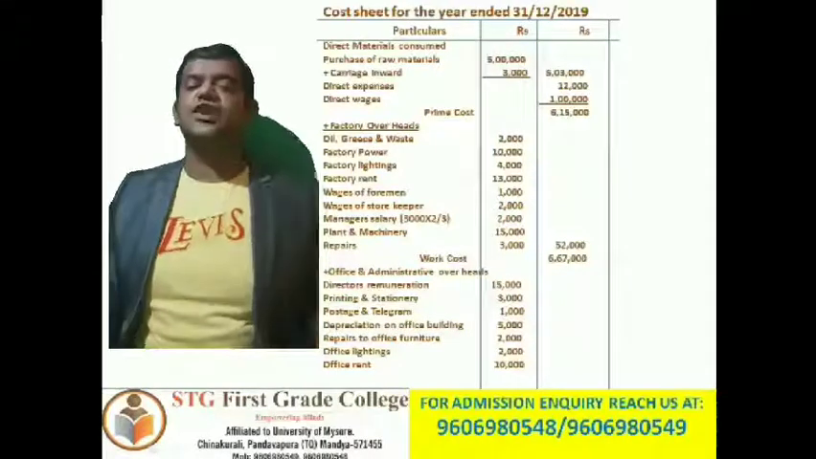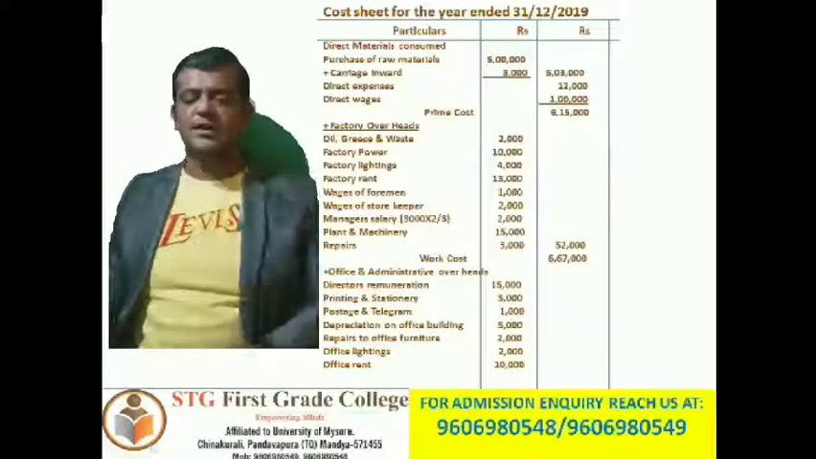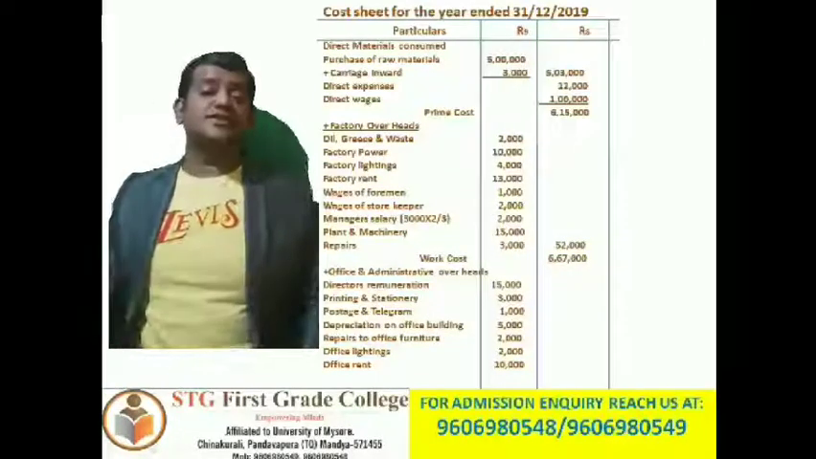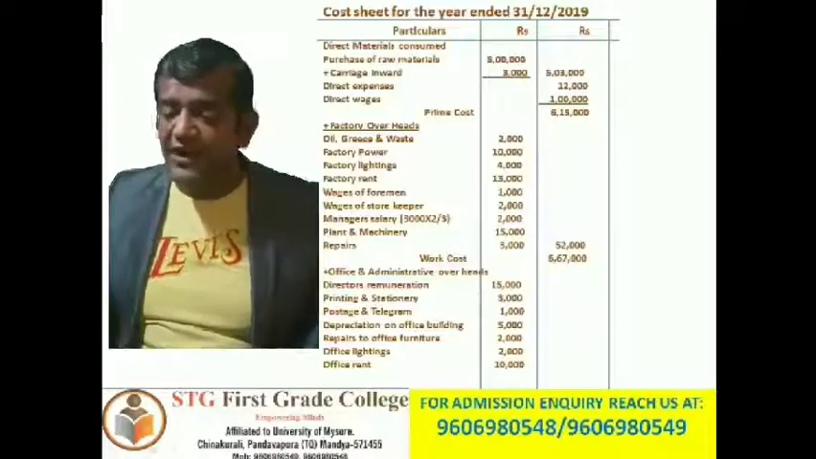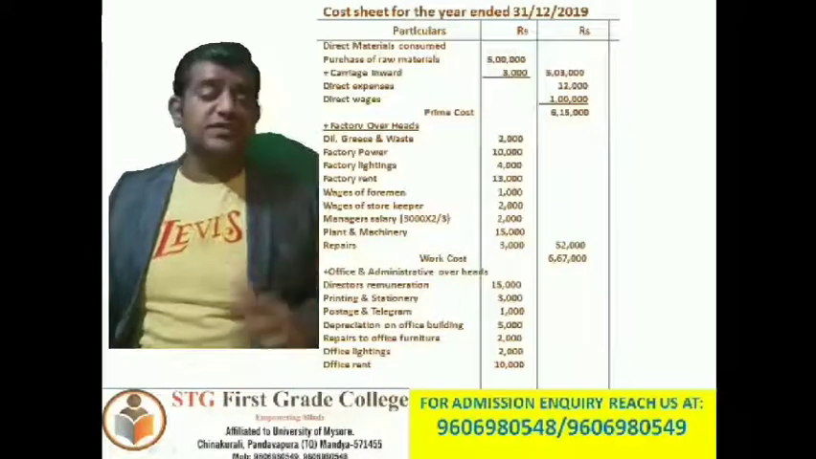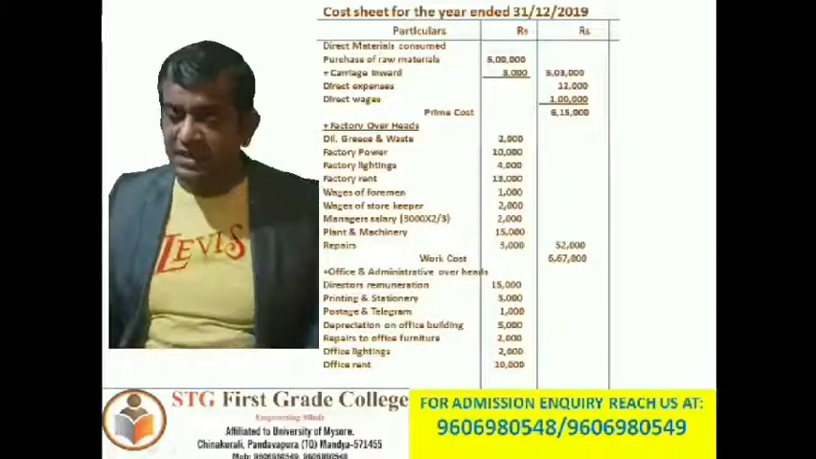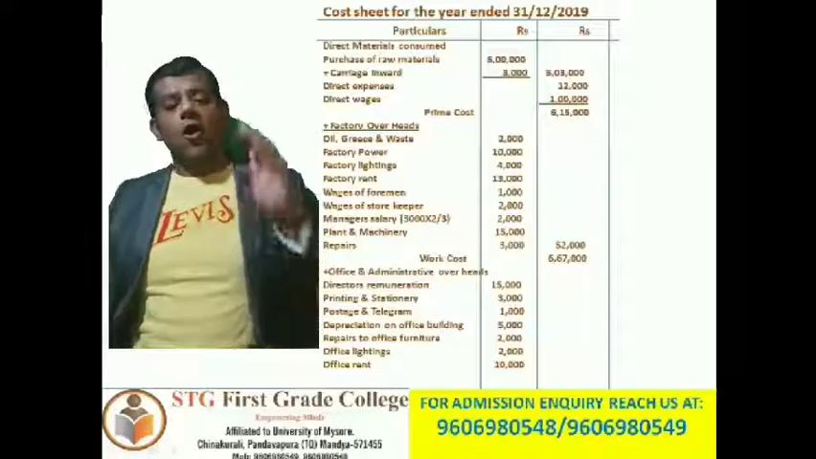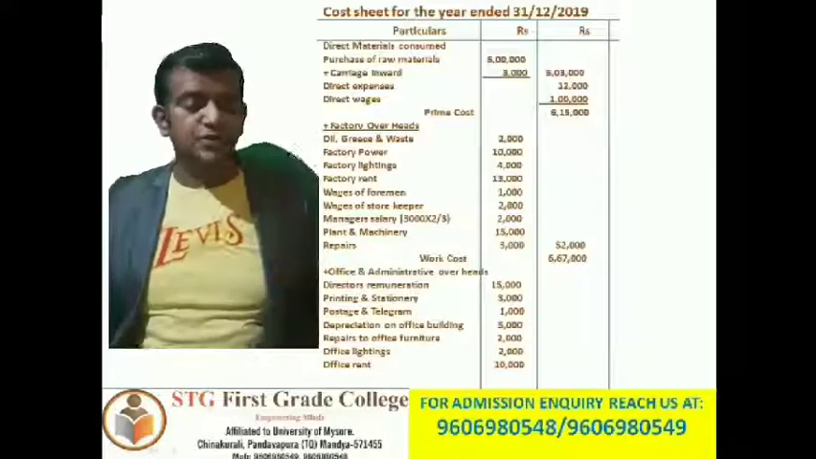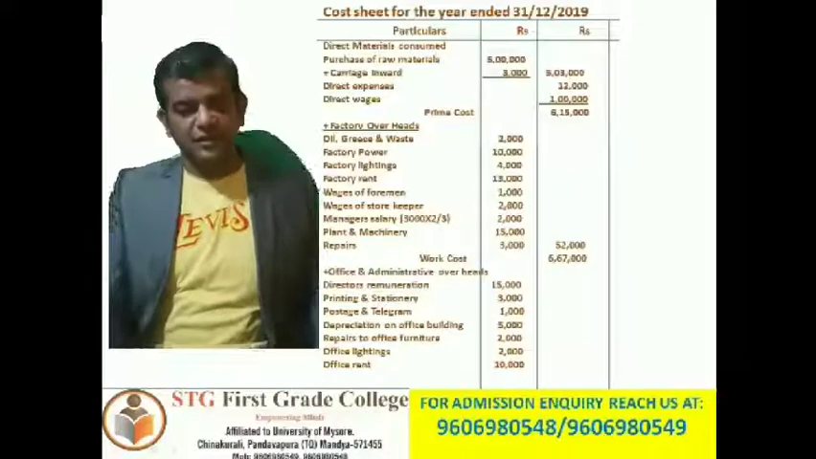Printing and stationery 3,000 in the inner column. Postage and telegram 1,000 in the inner column. Then depreciation on office building, how much? 5,000 in the inner column. Then we have repairs to office furniture 2,000 rupees in the inner column. Then we have office lighting 2,000 rupees.